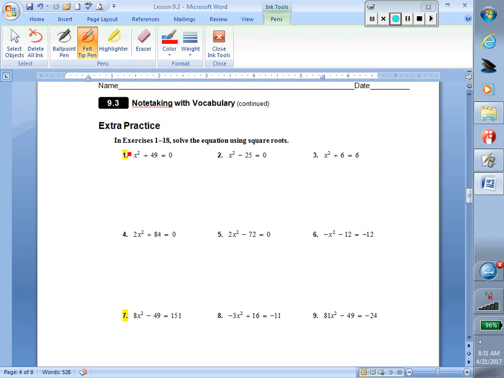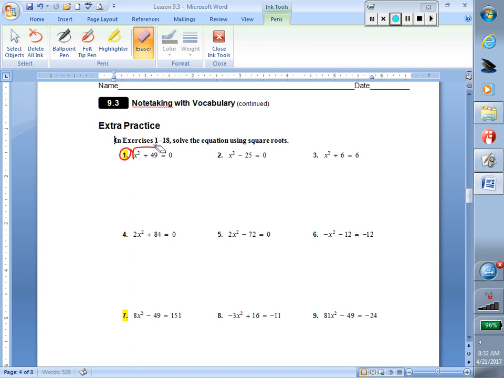Let's take a look at number 1. I know right away some of you are thinking, Miss Golly, let's go ahead and take the square root so we can get x all by itself. Well, before I can take the square root though, I can't take the square root of this whole side. I don't know what the square root of x squared plus 49 is.